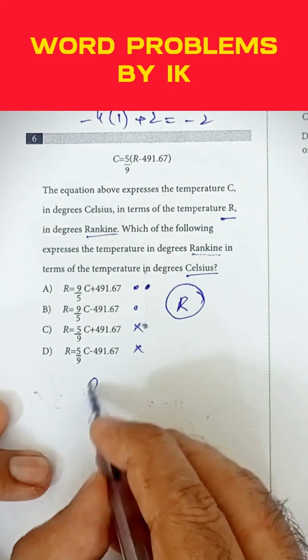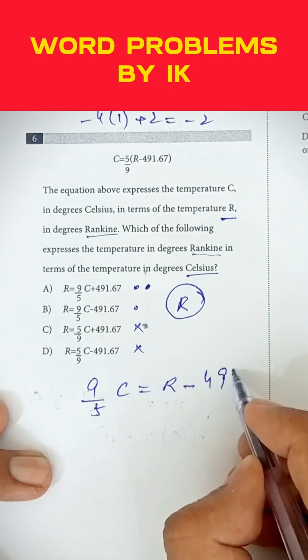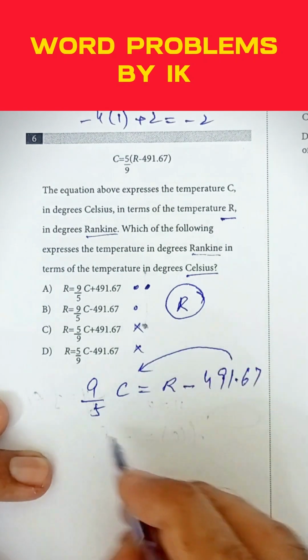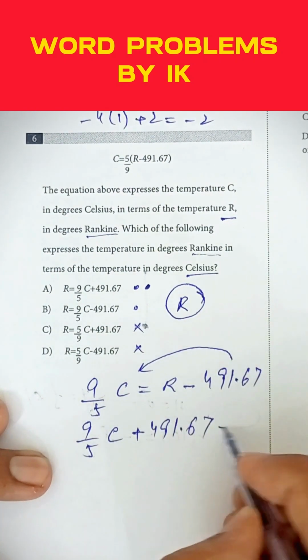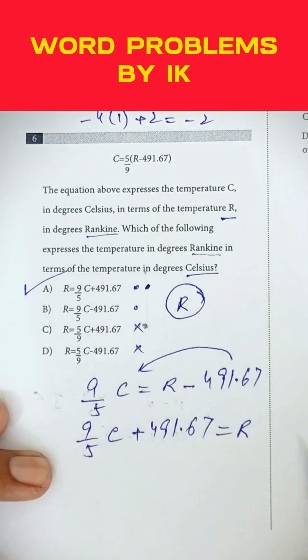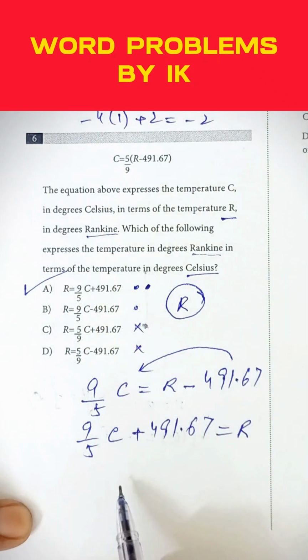But you can simply solve that 9 over 5 C is equal to R minus 491.67. So transpose it. So 9 over 5 C plus 491.67 should be equal to R. So A is the answer. So I have given you both methods. One is the shortcut method by these dots and cross, and the other is the total solution.